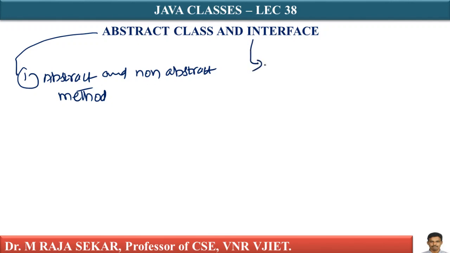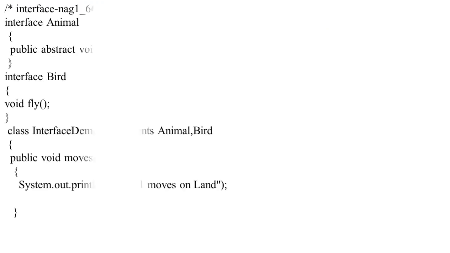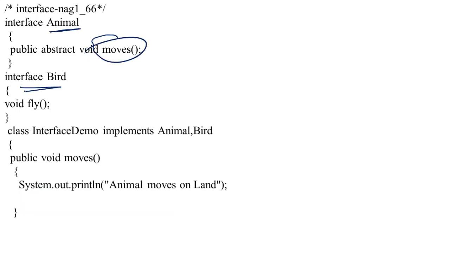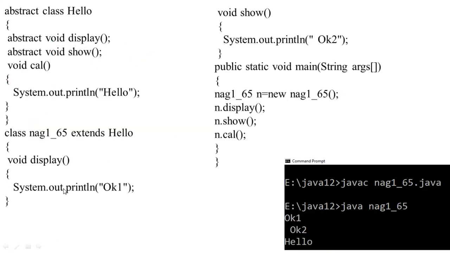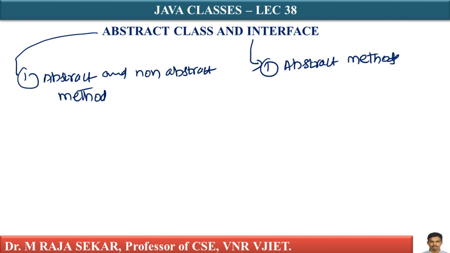What about interfaces? What's the interface? An interface should contain only abstract methods. If you want, just go to the interface here and see what the interface is. Interface name, interface space, interface name is Animal. I have only abstract methods. Even if you have not mentioned it, it will be assumed as an abstract method, isn't it?